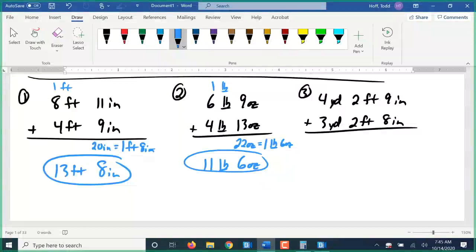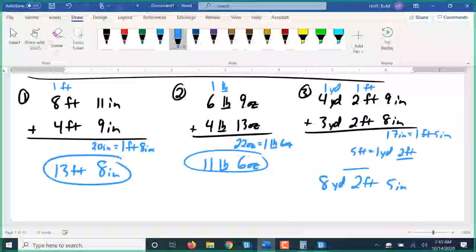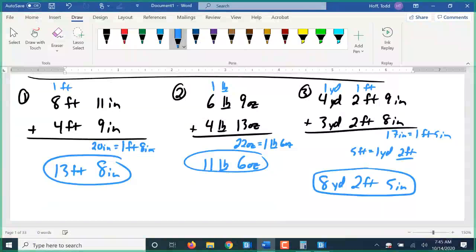Number three, 9 and 8 is 17 inches, which is 1 foot, 5 inches. So we're going to keep the 5 inches, carry the 1 foot. 1 and 2 is 3, plus 2 is 5 feet, which is 1 yard with 2 feet left over. So we'll keep the 2 feet, carry the 1 yard. 1 and 4 is 5, plus 3 is 8 yards. 8 yards, 2 feet 5 inches.